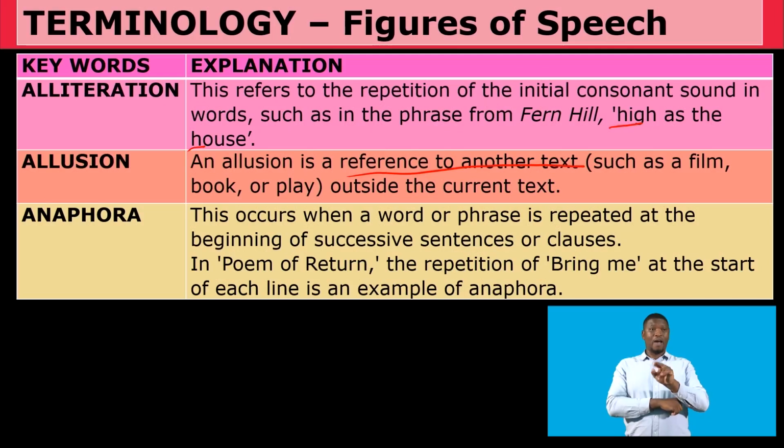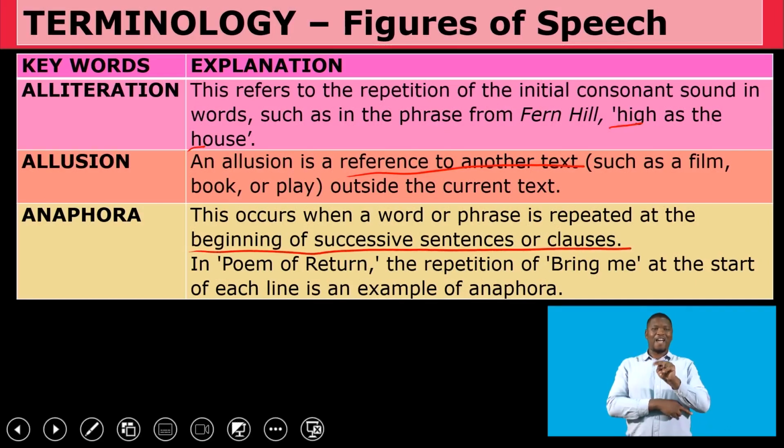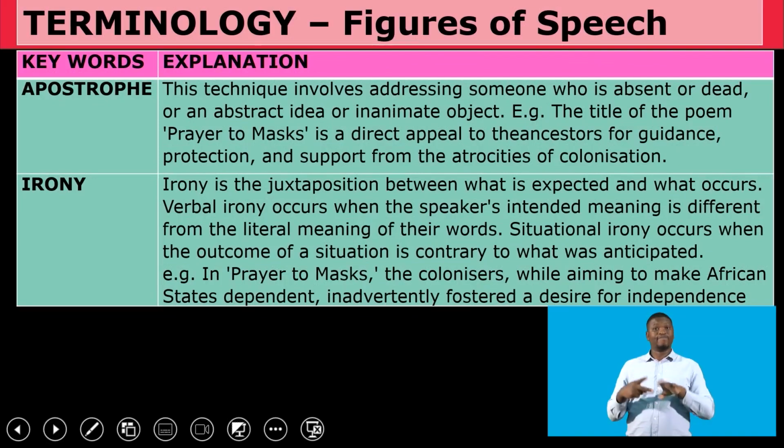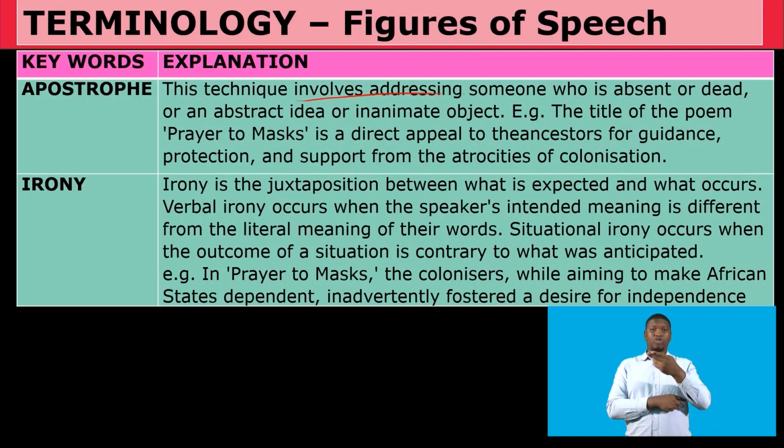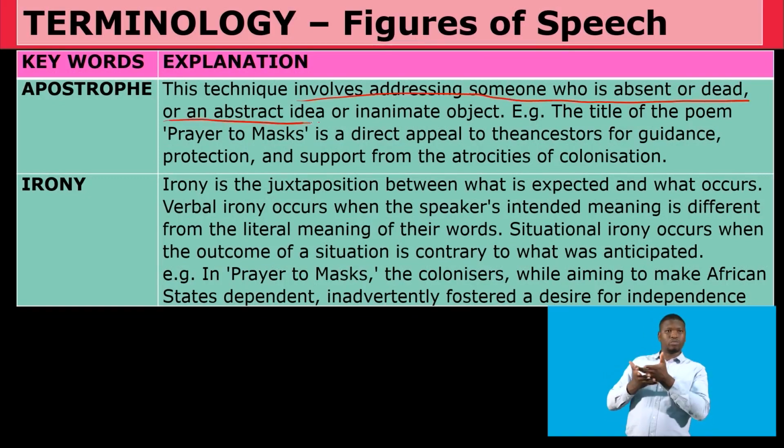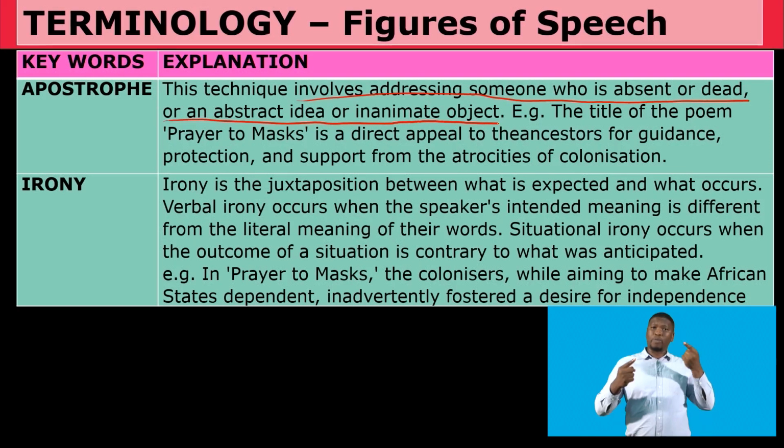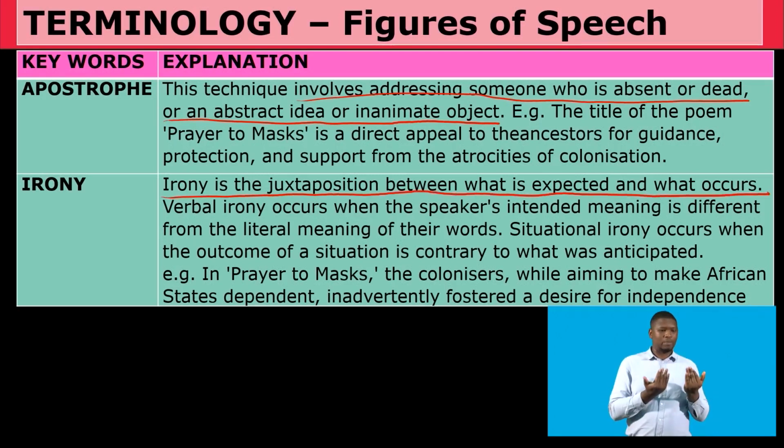Anaphora. This occurs when a word or phrase is repeated at the beginning of successive sentences or clauses. So that is an anaphora. Apostrophe. Apostrophe involves the addressing of someone who is absent or dead, or an abstract idea or inanimate object, like in Prayer to Masks. Irony. Irony is the juxtaposition between what is expected and what occurs.